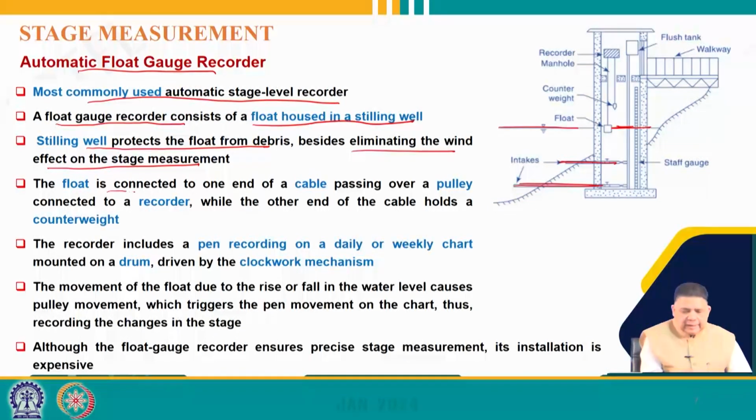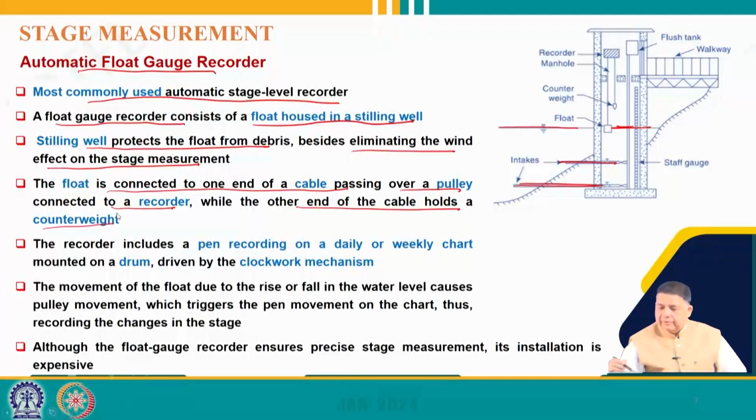The float is connected to one end of a cable passing over a pulley connected to a recorder, while the other end of the cable holds a counterweight. So, here you can see this is basically a pulley kind of thing, and this is your float, and the other side, the free end of this cable, has a counterweight.